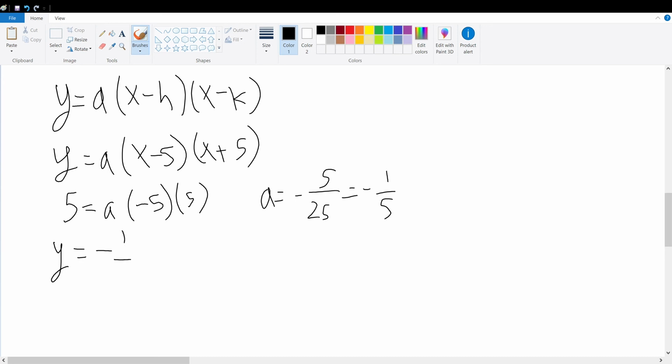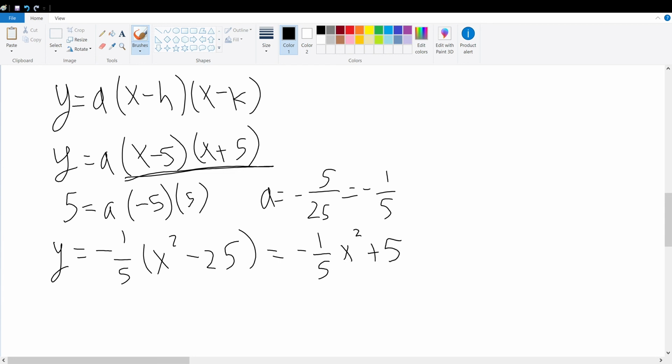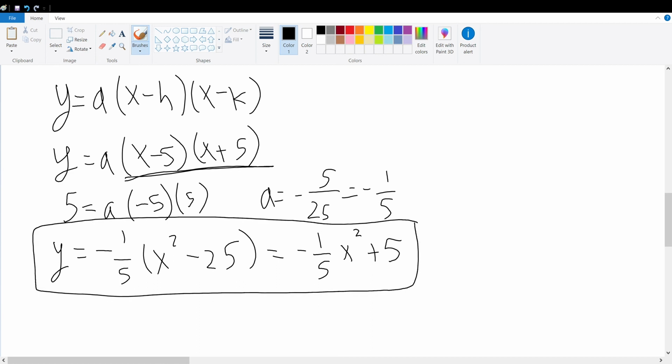Y is equal to -1/5 multiplied by x squared plus or minus 25. This is a perfect square, therefore we can rewrite it as x squared minus 25, which can be simplified by plugging in -1/5 into the equation to get -1/5 x squared plus 5. And there we have the parabola for our missile. But then again, same thing with the terrorist missile. This missile will not maintain a direction.